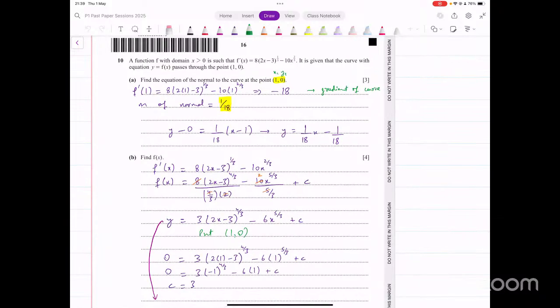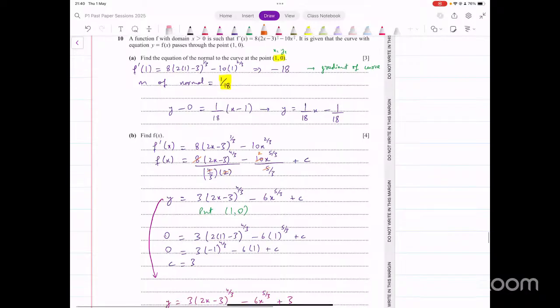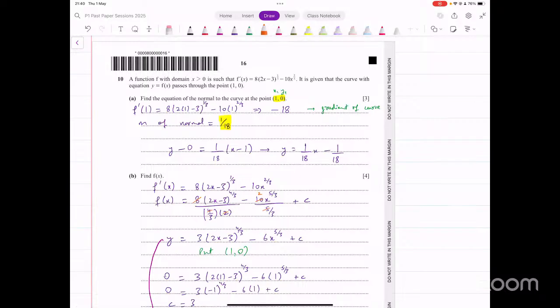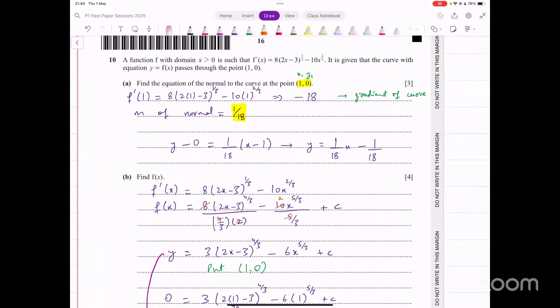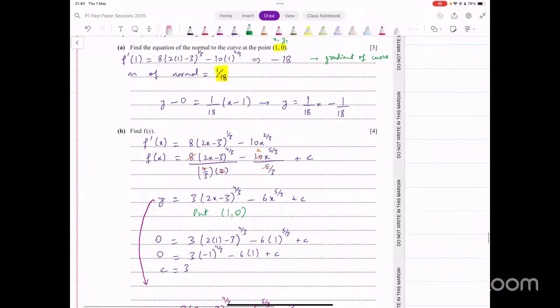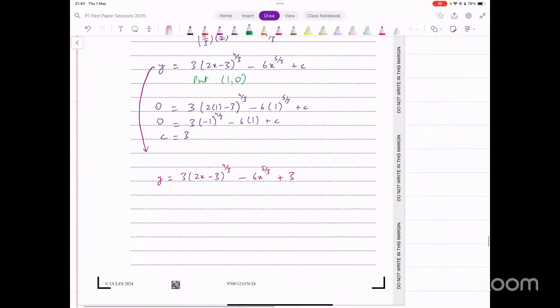So what have we done in the previous part? So this is the complete question. We have this function f with domain x greater than 0, and it's such that the derivative is given by this. Okay, so this is the actual derivative. Yes, it is that same question. So this is the information that we actually have. It's given that the curve with this equation passes through the point 1, 0. Find the equation of the normal to the curve. So you've done that in the first part. And then in the second part, you found the equation of that function as well. So that's also done. And now in the third part, they're asking for this.